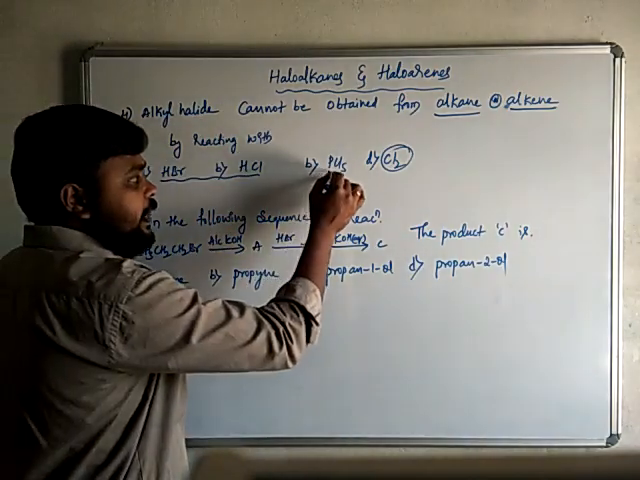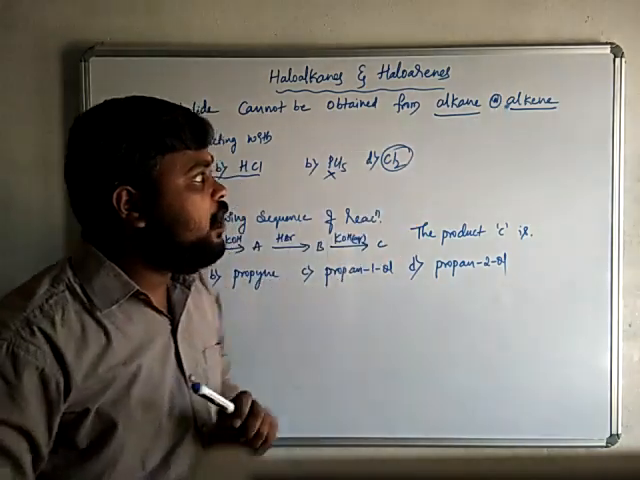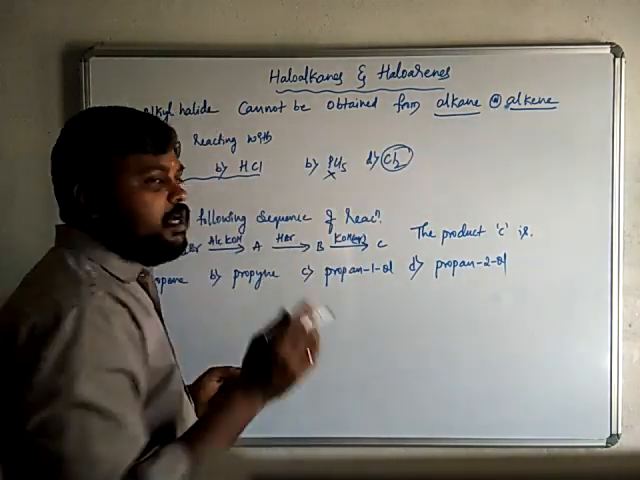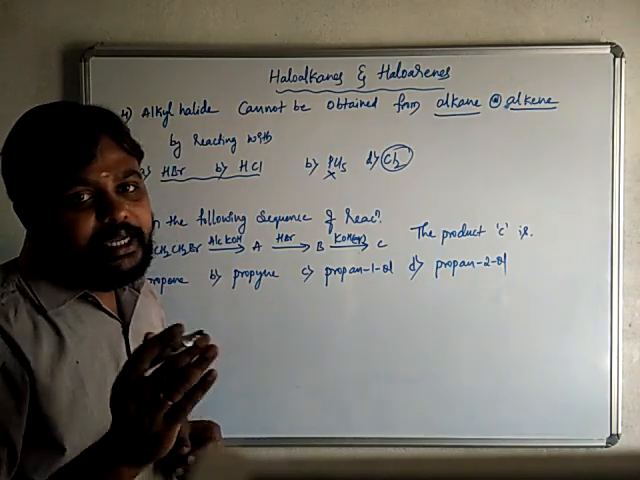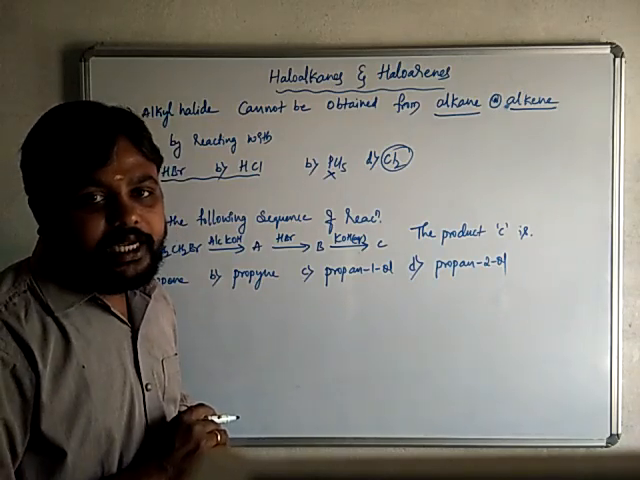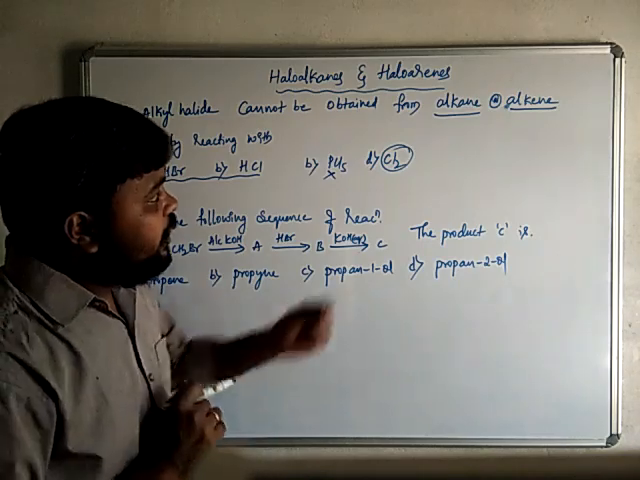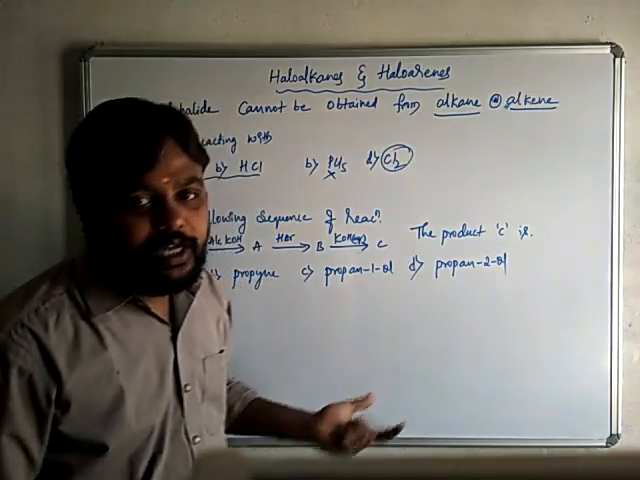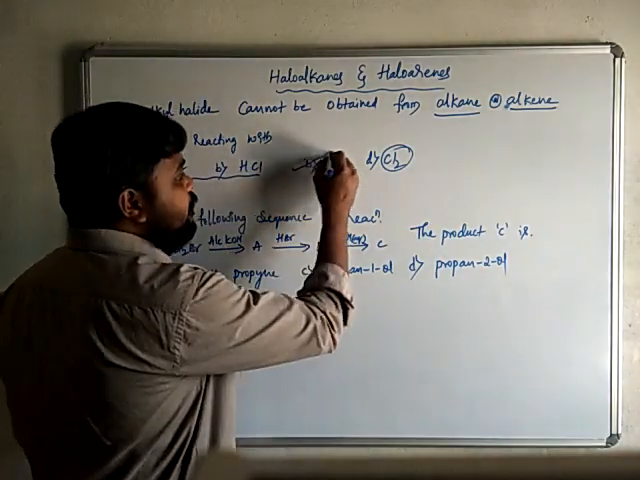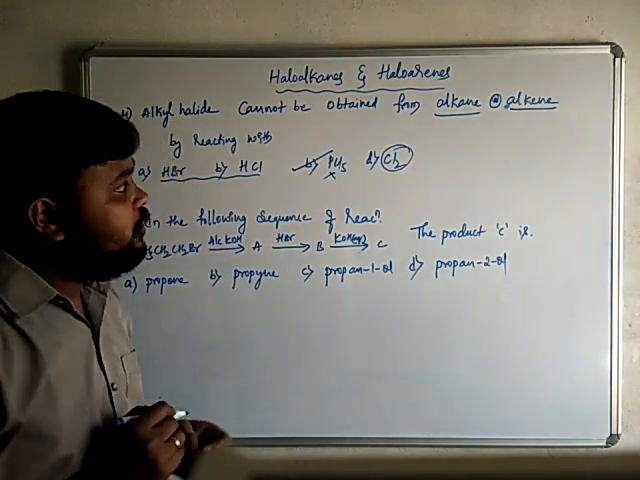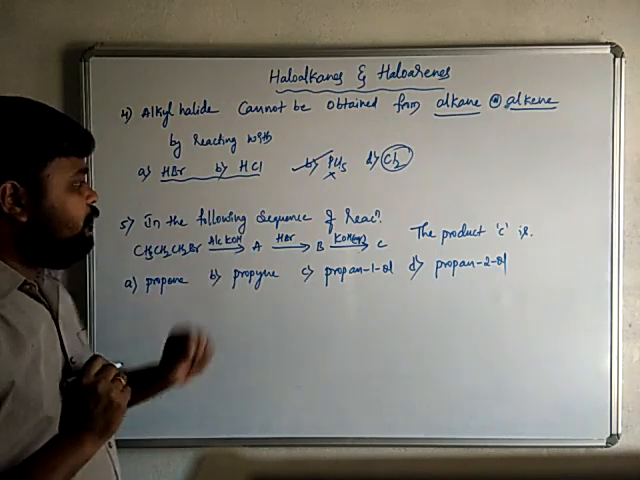But PCl5 cannot be used to prepare alkyl halide using alkane or alkene, because PCl5 is a chlorinating agent used to prepare alkyl halide only from alcohols, where the OH group in the organic compound is replaced by Cl. But in the case of alkane and alkene, we don't have any OH group in the organic compound. That's why using PCl5 we cannot prepare alkyl halide from alkane or alkene. So the option is C, PCl5.